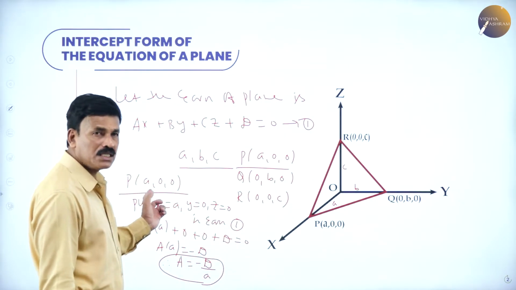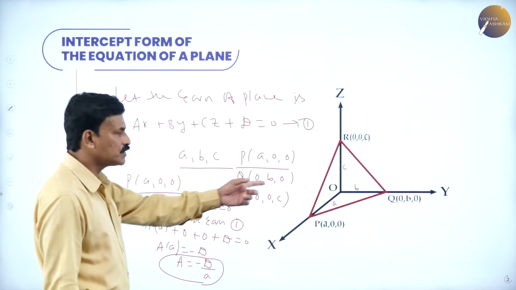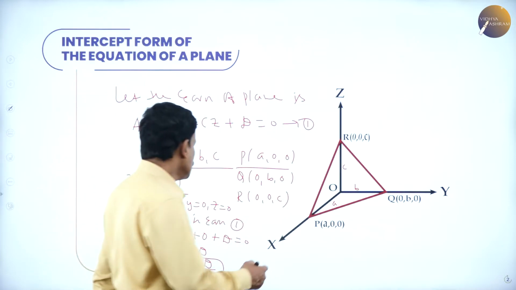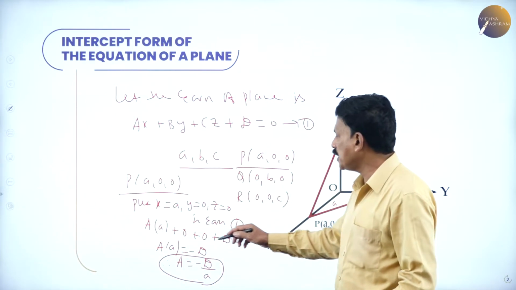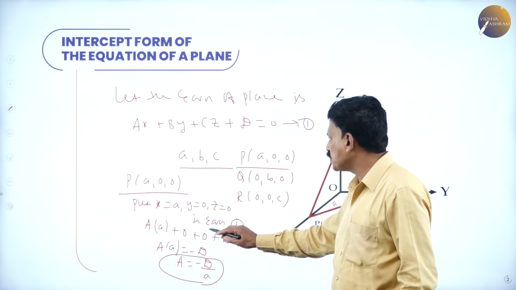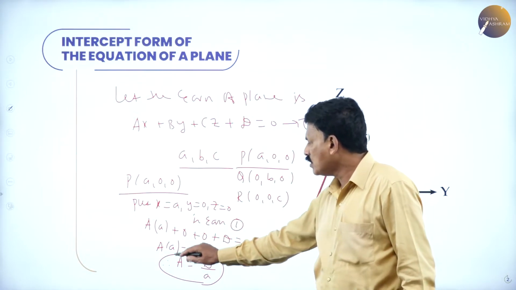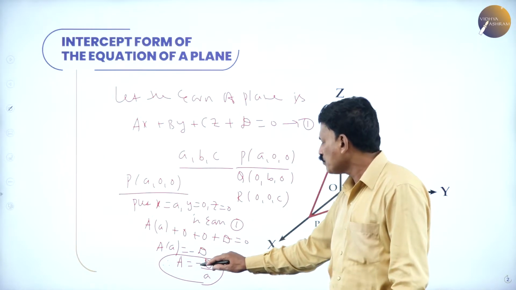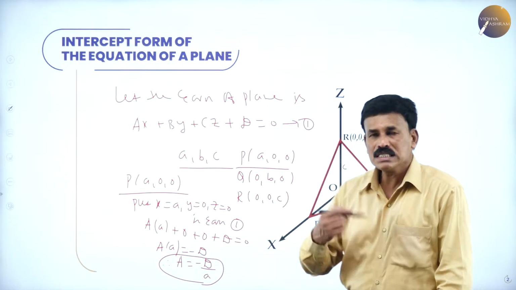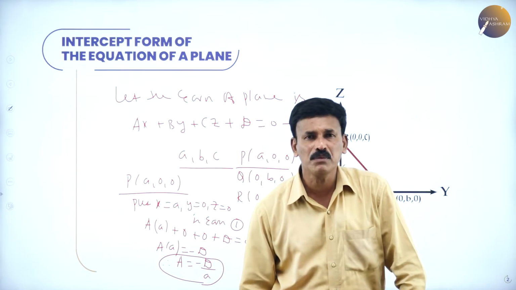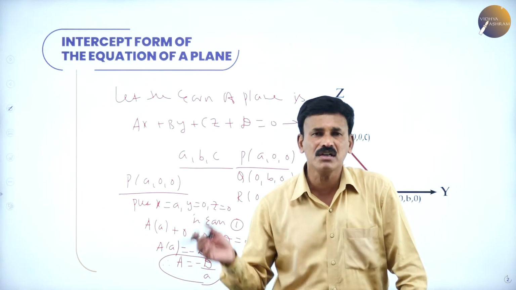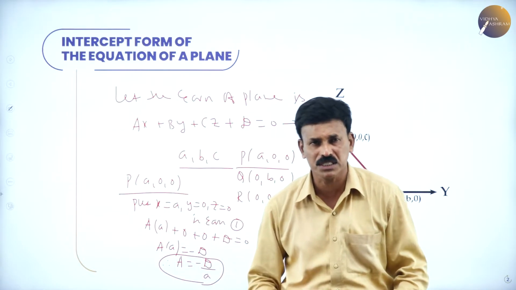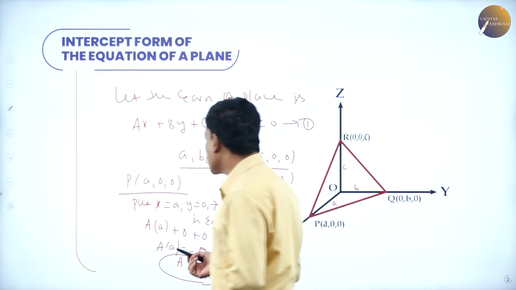Now, since P, the coordinate a comma 0 comma 0, lies on the plane, put x is equal to a, y is equal to 0 and z is equal to 0. Simplify, and you will get the value of capital A. Capital A into small a plus b into 0 plus d is equal to 0, or capital A into small a is equal to minus d. Therefore, capital A is equal to minus d by a. Similarly, find out the value of capital B and capital C and substitute these values in the standard equation. You will get the equation of the plane in the intercept form. Okay, now let us come to the next page.